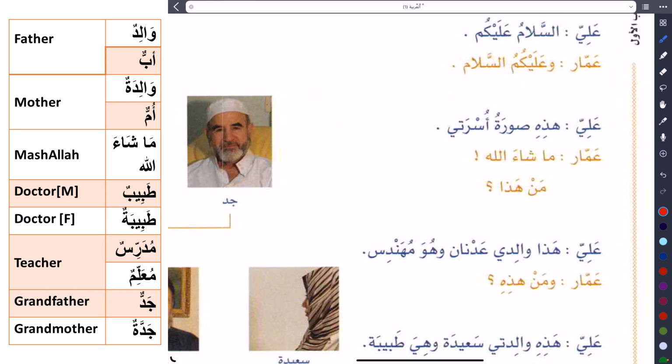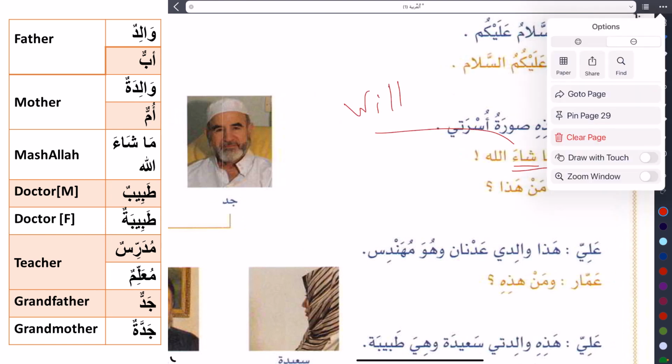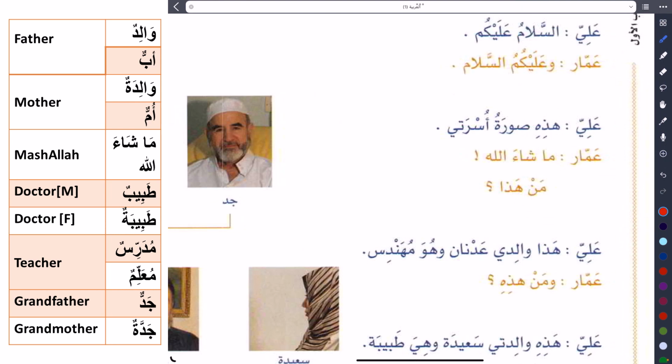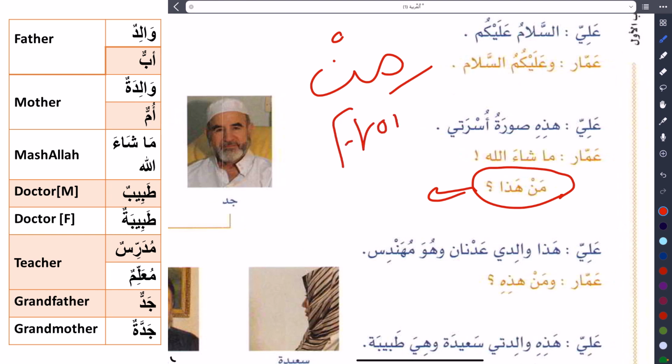ما شاء الله. In the future, inshallah, we will study sha'a, which means to will or to want something. All that is not required now. So Ammar says ما شاء الله, and then he says من هذا. Do you remember one vocabulary we said in Unit 1? It's min, from. Where are you from? Min ayna anta. I think you remember.